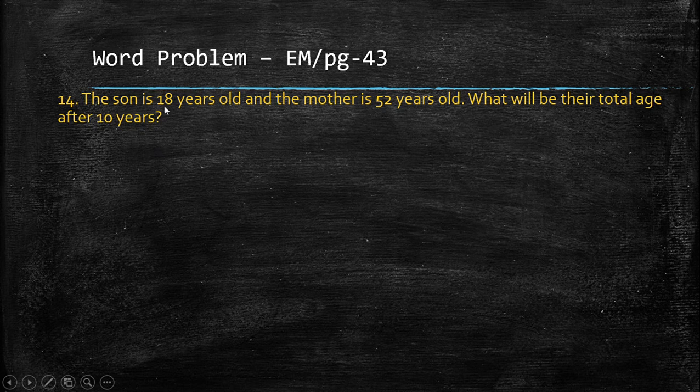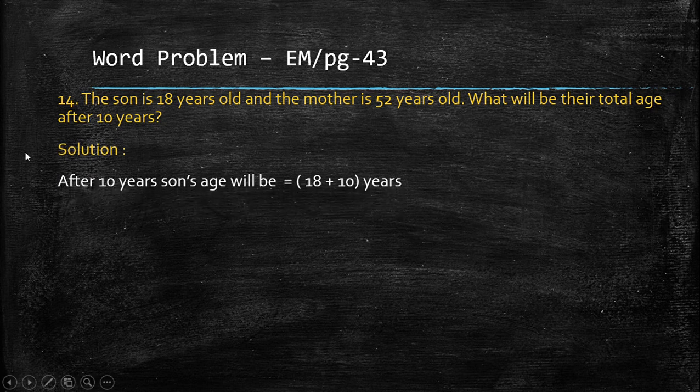So after 10 years, what will be the son's age? Just add 10 to this 18. That means it will make 28, right? After 10 years, the son's age will be 28. In this way, after 10 years, what will the mother's age be? Mother's age will be 62, because here 52, and 52 plus 10 makes 62. So, how can we solve this problem? Let's go for the solution.